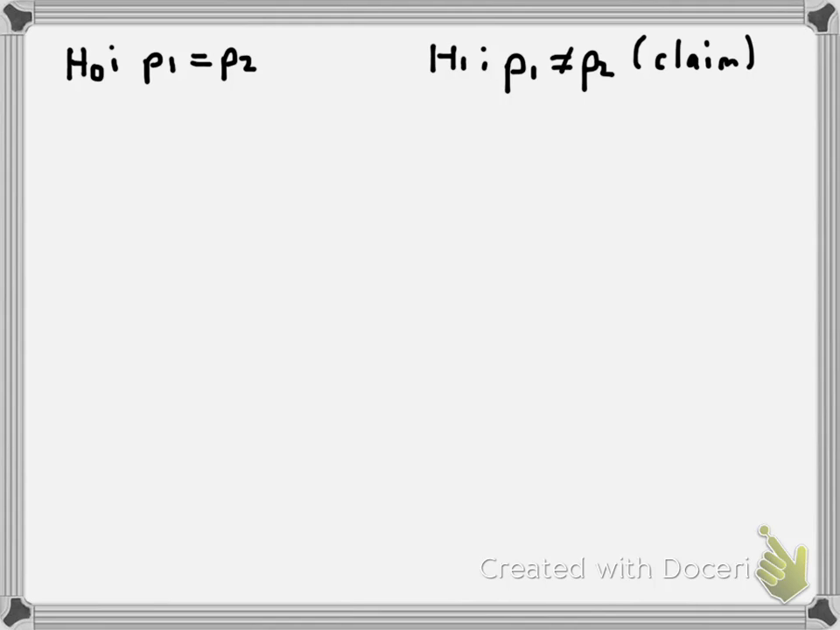Next, we need to find the test statistic. If using the formula, we need to find p hat 1, p hat 2, pooled p, and pooled q first. So p hat 1 was actually given to us this time as 0.16. p hat 2 was also given to us. That was 0.19.